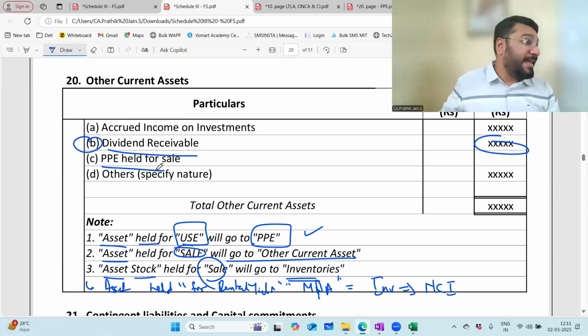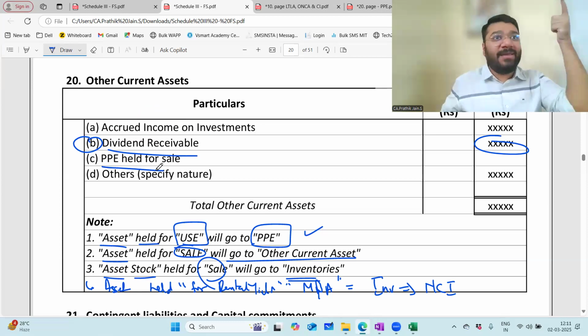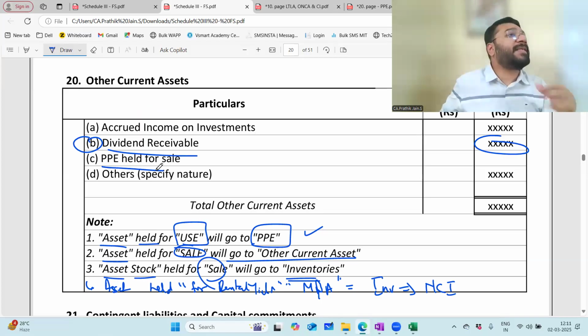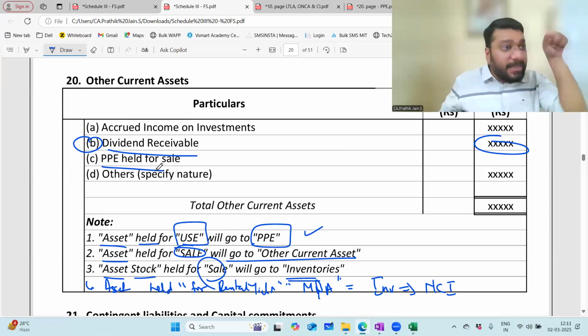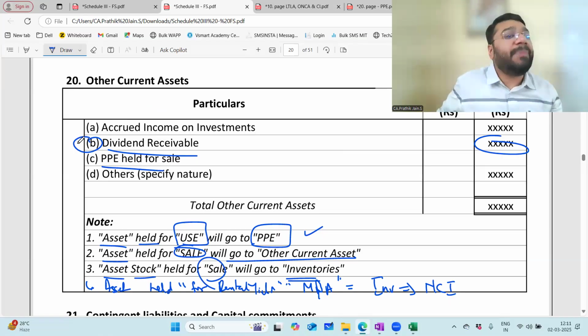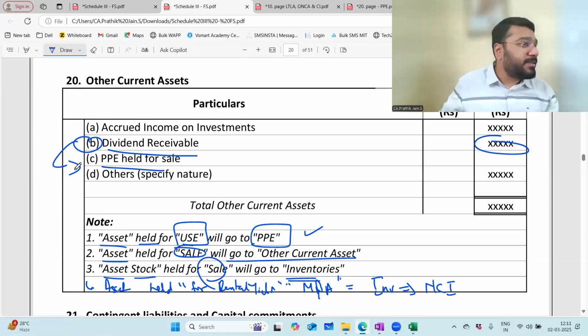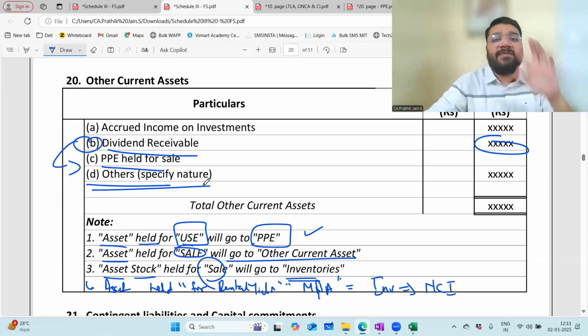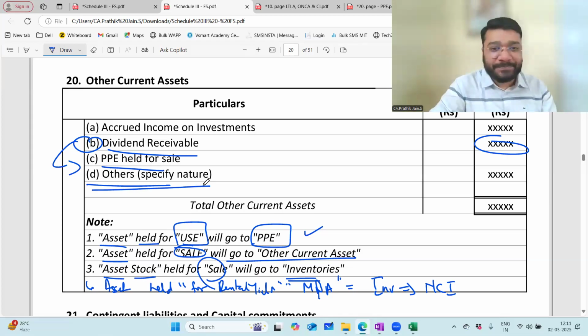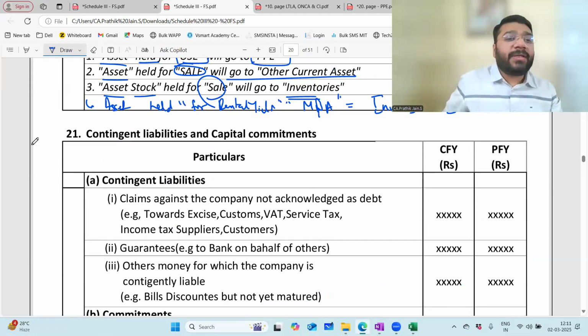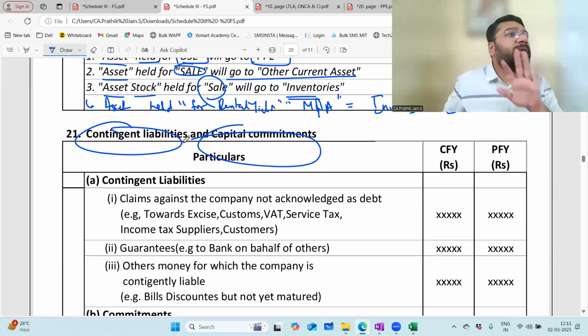PP held for sale. Means what? PP was in my building, was there in my PP. I was using it. Machinery was there in PP. I was using it. Now this machinery is useless. I want to sell it. So the day you got intention to sell it, and until you sell it, that will be reclassified from PP to other current assets. Other, specify: if anything is there, specify the nature. Okay. I went to discuss what is contingent liability and capital commitment. Keep this pending. Officially, we are done with the format and discussion of assets and liabilities.